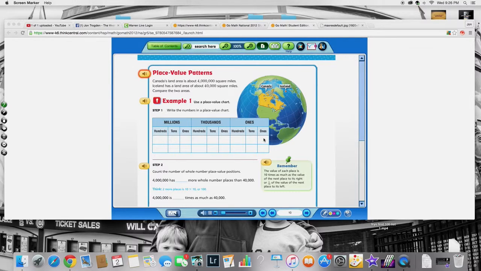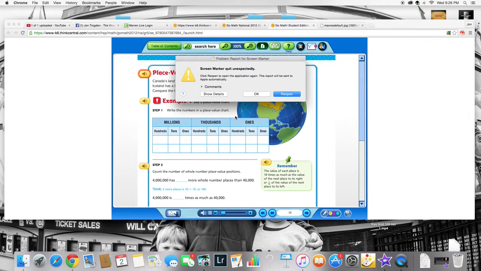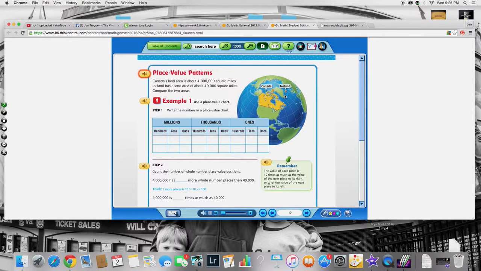Don't know what happened there. Well, I'm spinning here, the spinning wheel. So I've kind of frozen up here. So hopefully it comes back on. Oh, look at that. Screen marker quit unexpectedly. So I'm going to say reopen it. It's being mean to me. Alright.